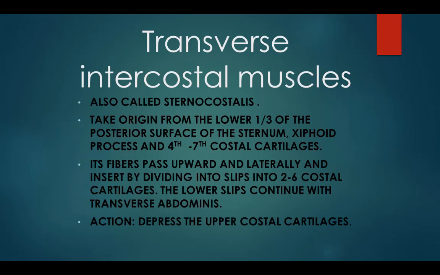The transverse intercostal muscle, also called the sternocostalis muscle. It takes origin from the lower third of the posterior surface of the sternum, the xiphoid process, and the 4th to the 7th costal cartilage. Its fibers pass upward and laterally and are inserted by dividing into slips into the 2nd to the 6th costal cartilage. The lower slip continues with the transverse abdominis muscle. The action is to depress the upper costal cartilage.